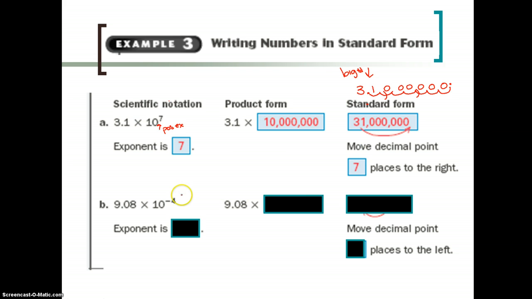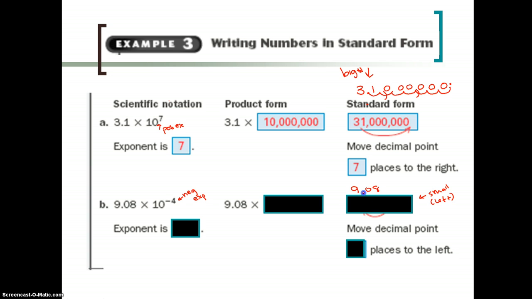For number B, you can see we have a negative exponent, and a negative exponent means that this number is going to be small. So again, I like to just write down 9.08. I'm getting to a smaller number, so I'm going to go left. Okay, that means I'm going to go left.